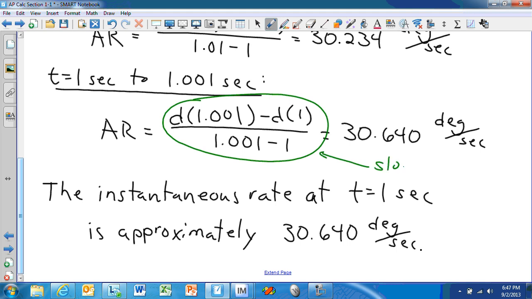This is just a slope that we were calculating here. So yeah, this first section that we're covering is really just a review of slope from your algebra course. The only difference is that you get to pick the points that you're finding the slope on, and we keep making those 2 points closer and closer and closer to each other.